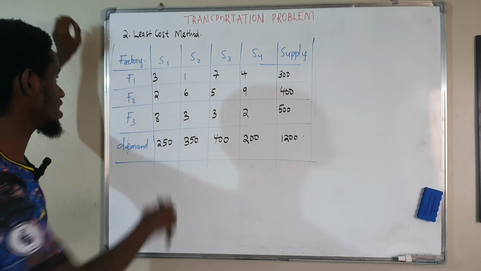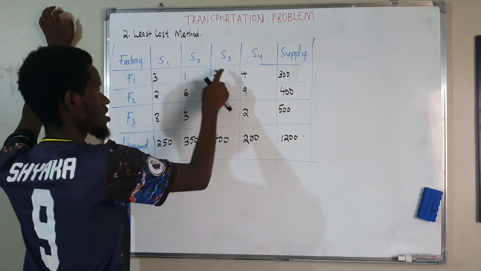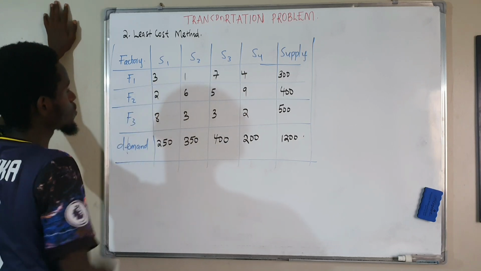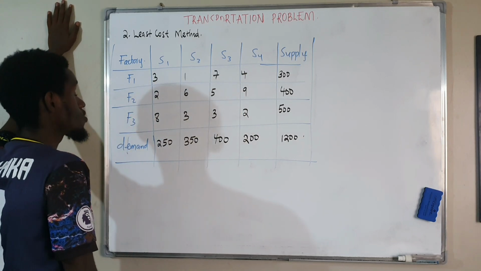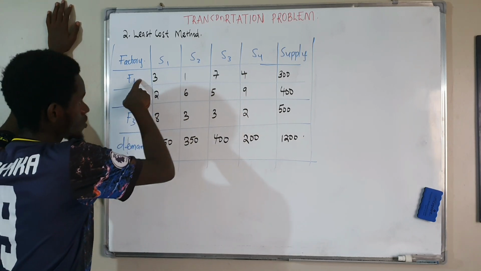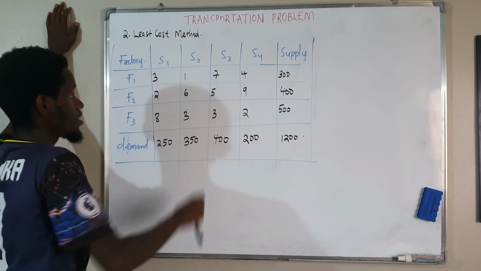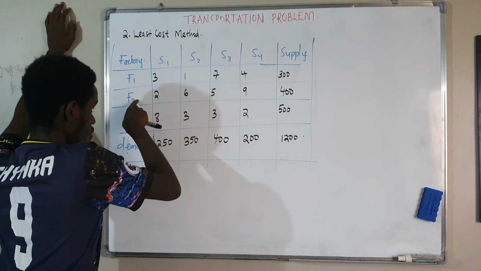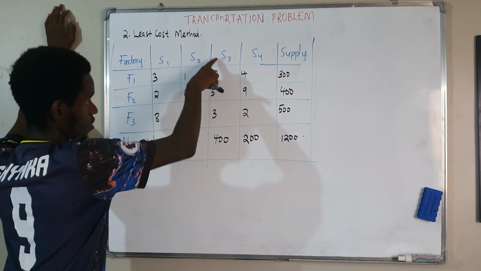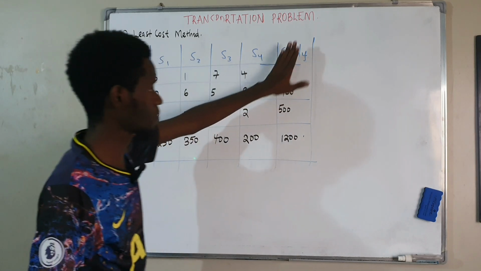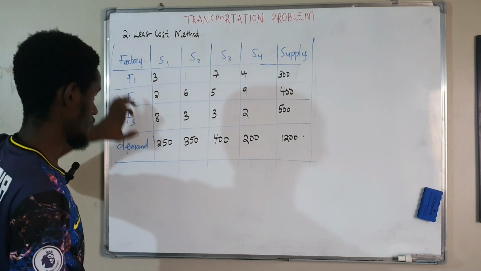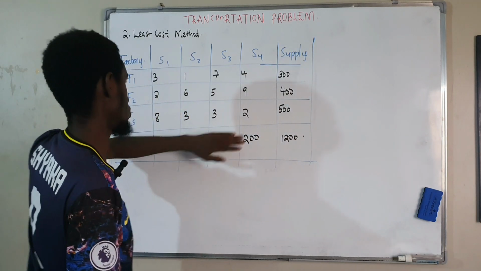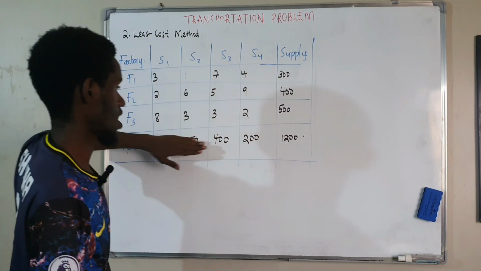As I told you, these values inside the boxes here are the cost. Like 3 is the cost of transporting commodities from factory 1 to store 1. This 5 is the cost of transporting commodities from factory 2 to store 3. And then these are the supplies that factories 1, 2, and 3 supply. They are the row totals this side. And then these are the demands that store 1, store 2, and store 3 demand, the column totals.